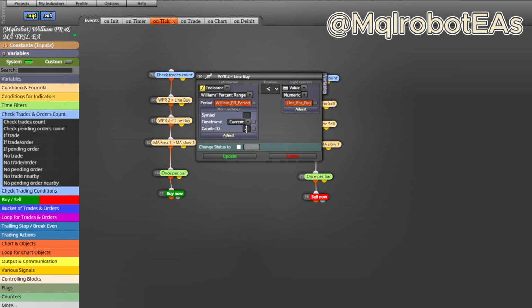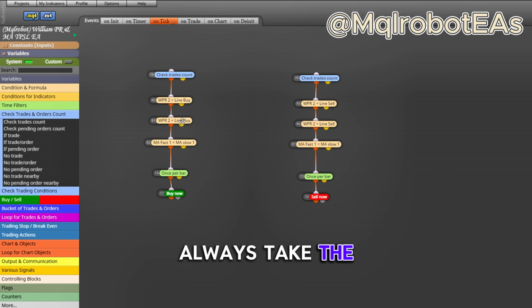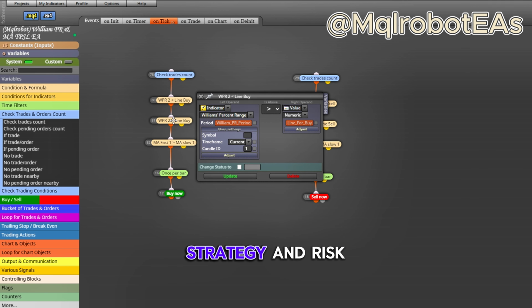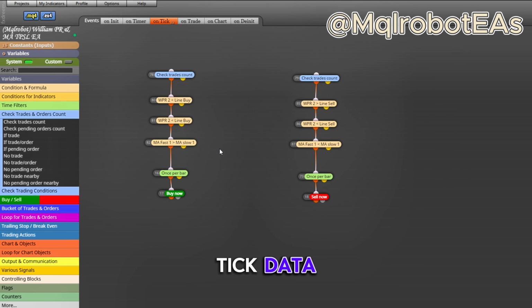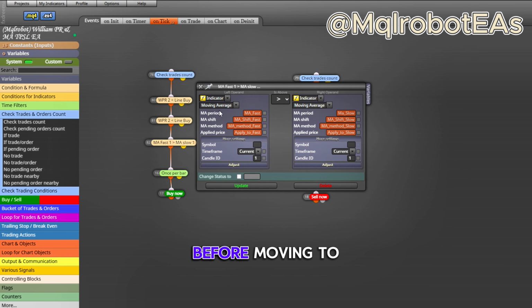Please note, before using this EA in a live trading environment, always take the time to fully understand the trading strategy and risk involved. We highly recommend backtesting with 99.9% tick data and running it in a demo account before moving to real capital. You can download or learn more about this EA from the official site.